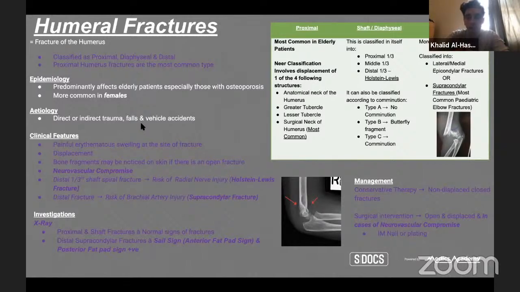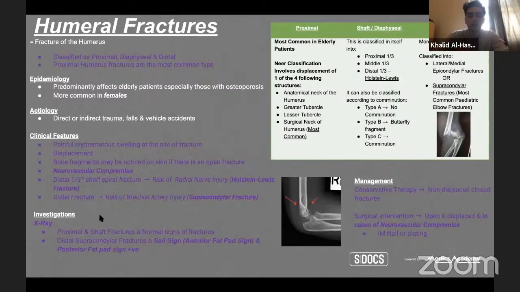In the Holstein-Lewis fracture, as mentioned earlier, there is a risk of radial nerve injury. In a supracondylar fracture or a distal fracture, there is a risk of the brachial artery being perforated, especially as seen, and so the brachial artery would run generally around here. And if there was an injury there, it is likely that there would be a perforation of this artery. This can be quite worrying.